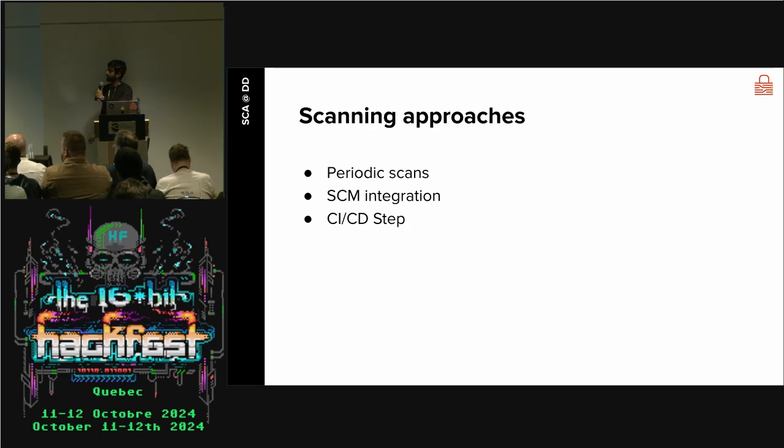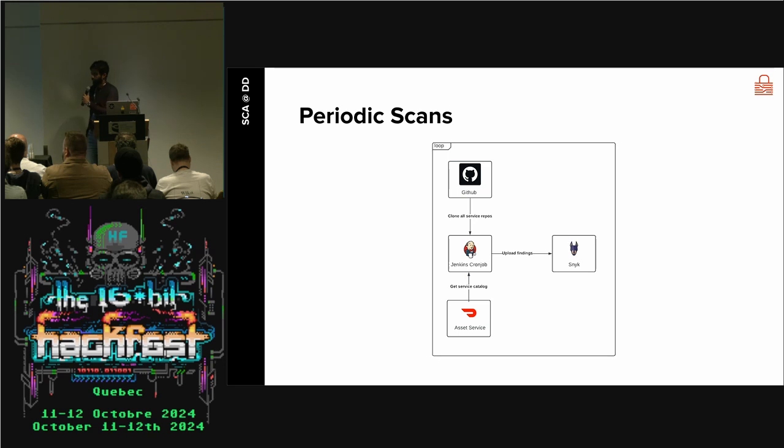Okay, so now with that context, let's take a look at some scanning approaches that we can consider. There are three main scanning approaches that we can take. So the first one is a periodic scan. It's a scan, as the name implies, that will run at a set cadence.